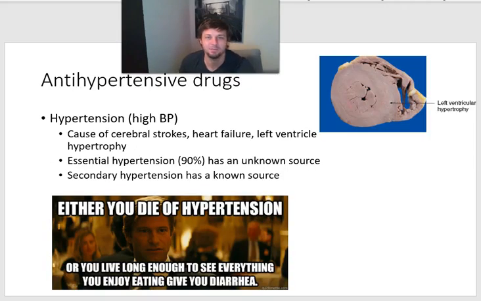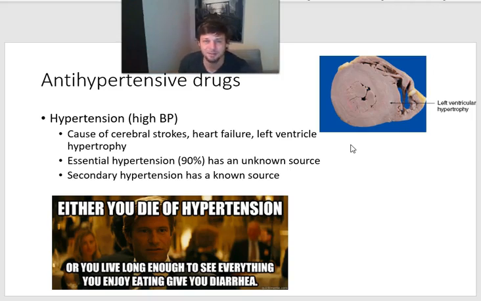Okay, then we're going to get into our antihypertensive drugs with a little background about what is hypertension, what causes it, why do you not want to have high blood pressure. Well, it can cause cerebral strokes, it can cause heart failure, it can cause left ventricular hypertrophy. Here you can see that there is like no room. All the muscle has built up here in this left ventricle. This is the right ventricle, right here. Left ventricle, there's no room for blood to even fill up before it contracts, because that systemic blood pressure is so high, the heart has to work so hard it just keeps building up that muscle.